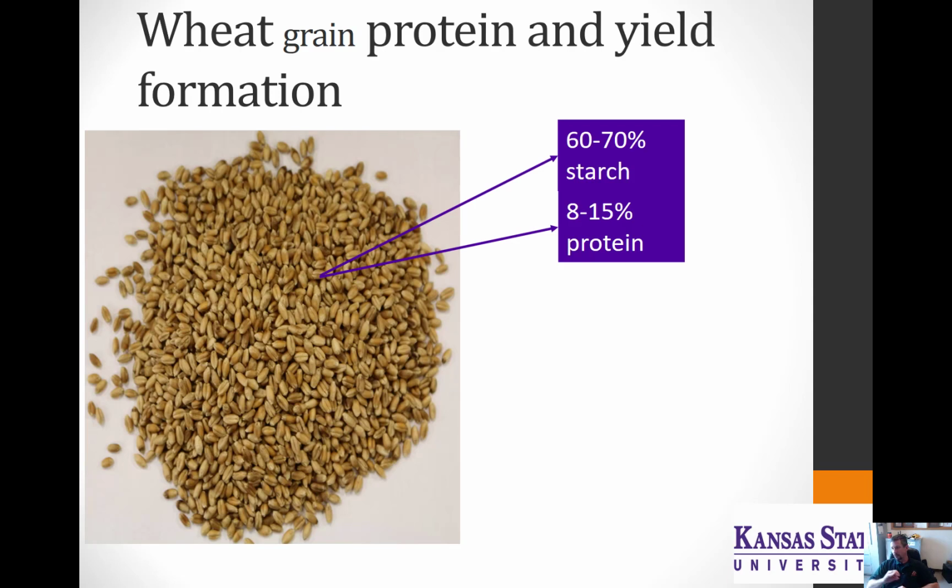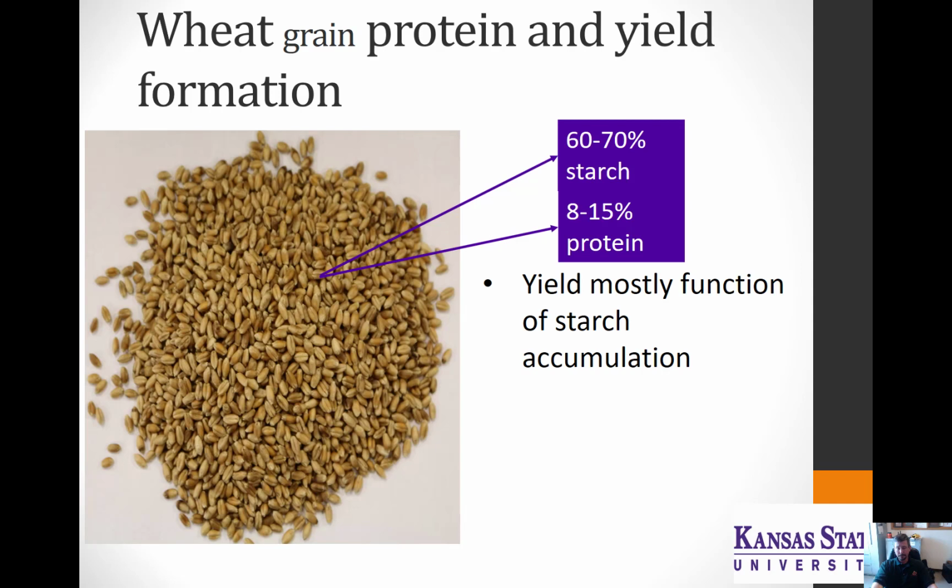So understand that the wheat berry is made up of 60 to 70% starch. With that, 8 to 15% of that is protein. So the majority of that berry is starch. The remainder is primarily protein, so nitrogen based. By the way, as I go through this, keep in mind that if I say nitrogen concentration or protein, it's the same thing. To get protein content, we actually measure nitrogen and multiply it by a factor. So in these scenarios, it's the same thing.